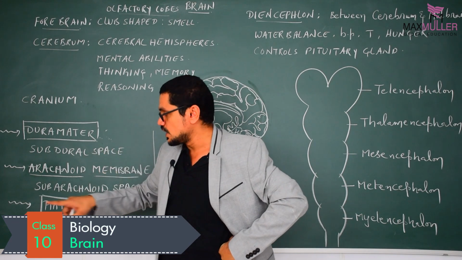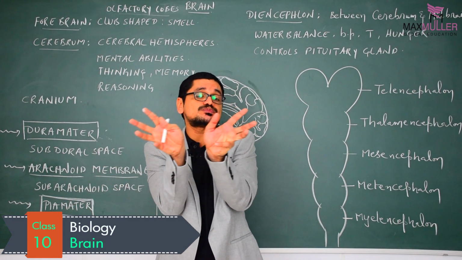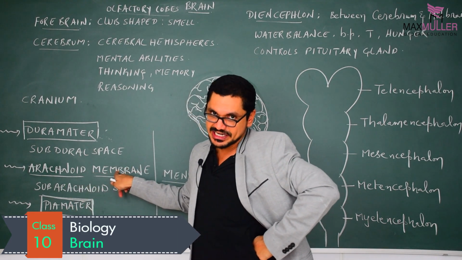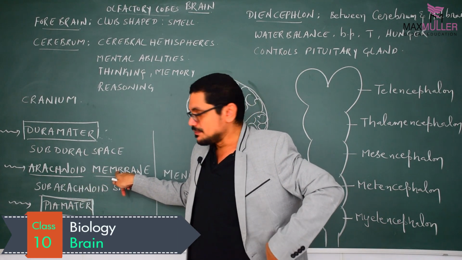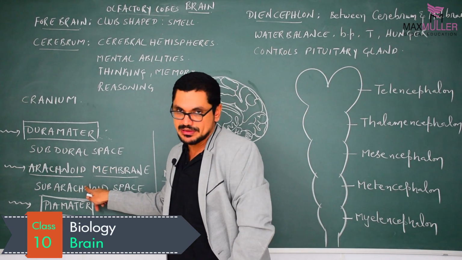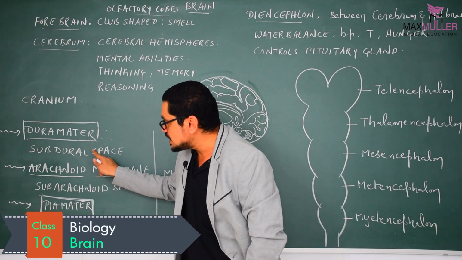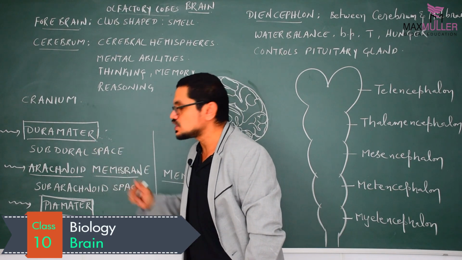Sub means just below. Arachnoid membrane: arachna means spider. So something like a spider web, you can see a membrane here. This is called the arachnoid membrane. The space present below this arachnoid membrane is called the subarachnoid space, and the space present below the Dura Mater is called the subdural space.